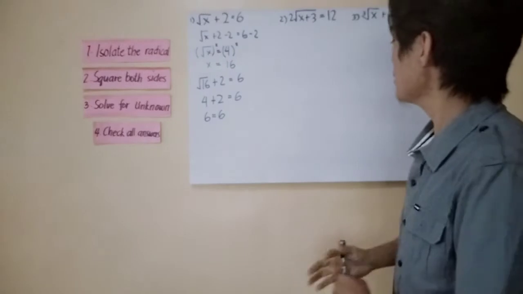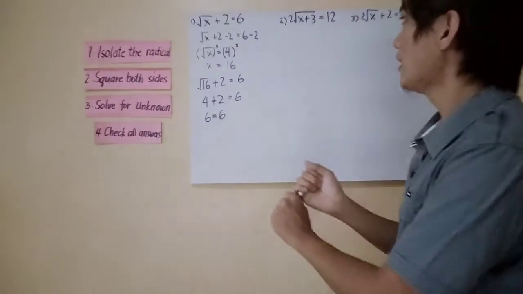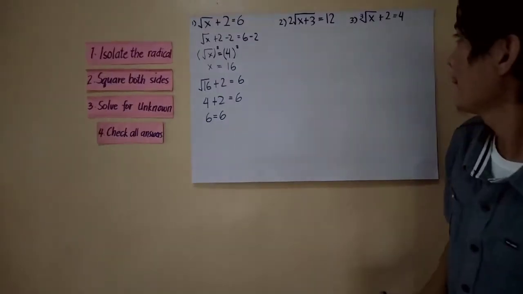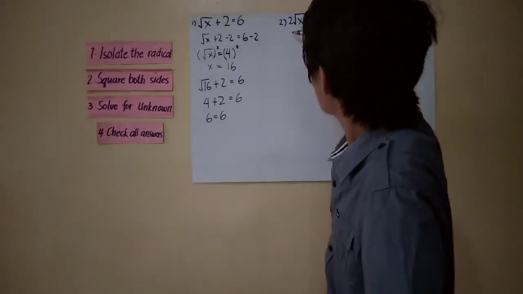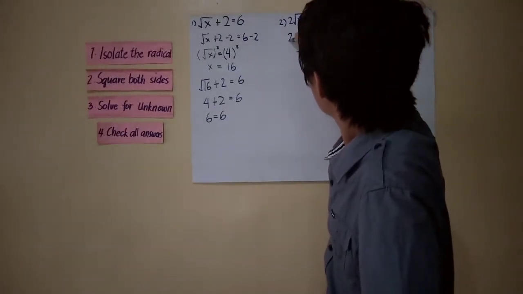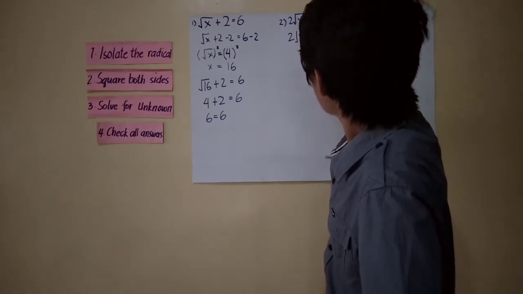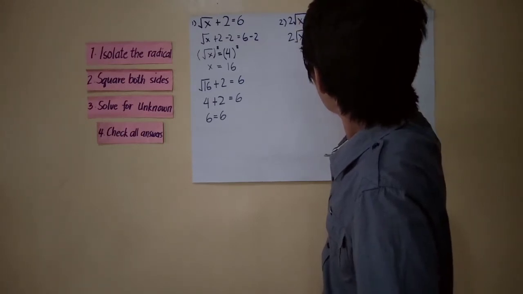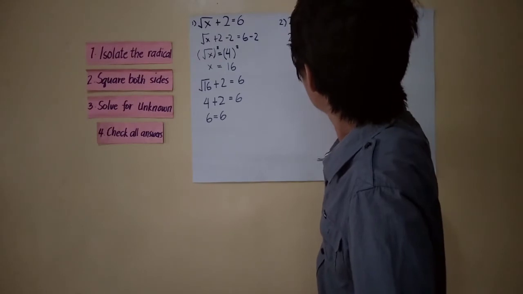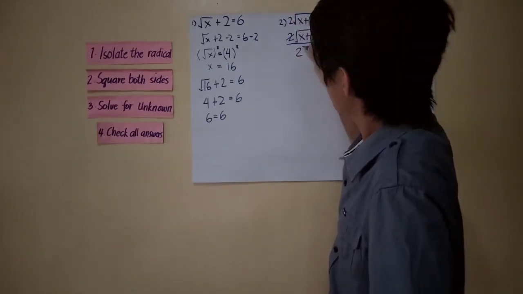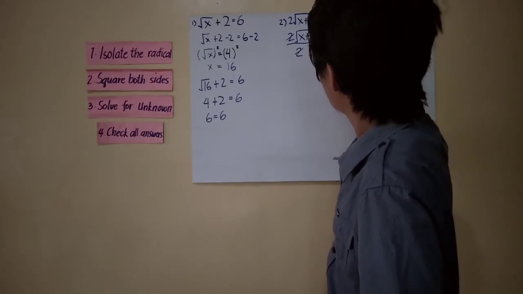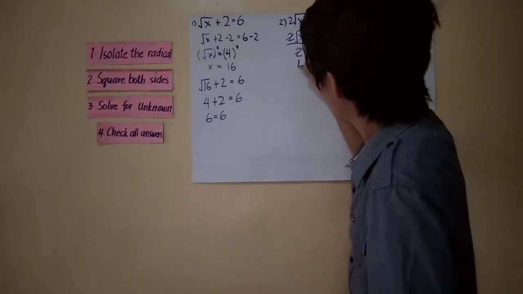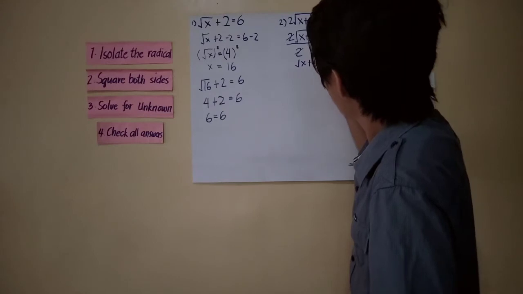It's just the same as solving non-radical equations. We're just going to divide both sides. So it becomes 2 square root of x plus 3 equals 12. We divide both sides by 2, so the 2's cancel out. Then 12 divided by 2 becomes 6, and we have left square root of x plus 3.